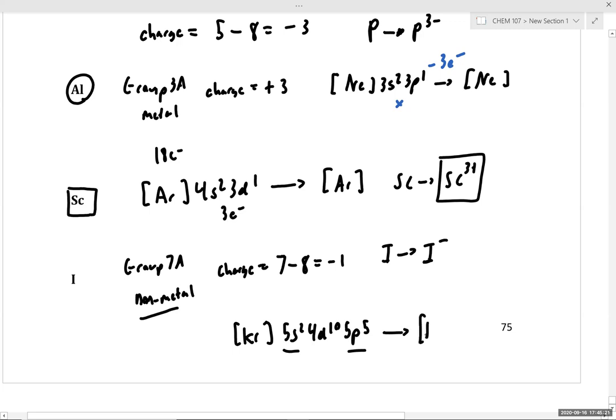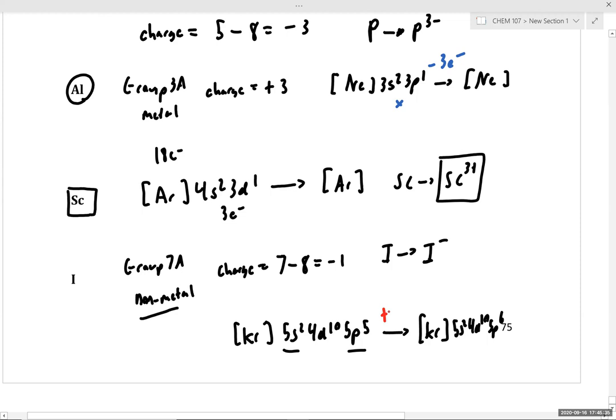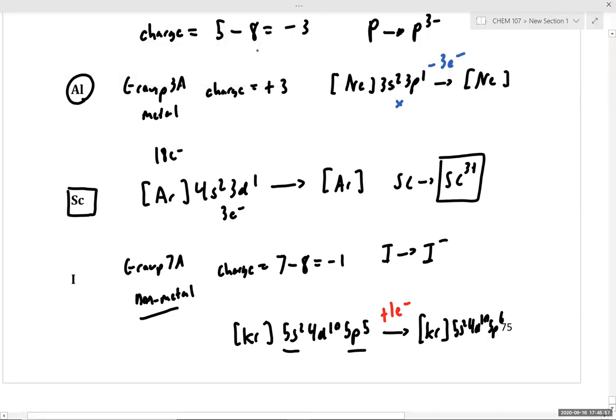And in order to go to the closest noble gas, which would be krypton 5s2 4d10 5p6, how many electrons would we need to gain? 1. Yep, exactly right. And that's why we adopt a charge of -1, because we gained 1 electron during ionization. Does that make sense? Yes, thank you. Perfect, perfect.